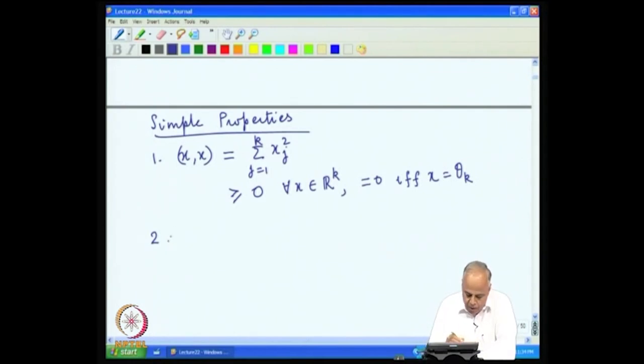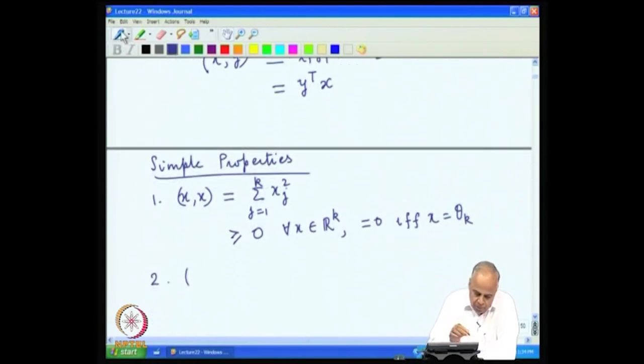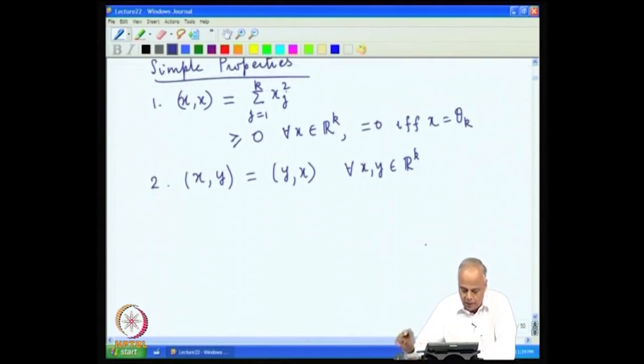Before that, we observe that the definition here is symmetric in x and y. If we interchange the positions of x and y, the result is going to be the same. We will get y1 x1, y2 x2, yk xk, but the result is going to be the same. Therefore, we observe the symmetric property, x comma y is the same as y comma x for every x, y in Rk. That is, the inner product of x with y is the same as the inner product of y with x.